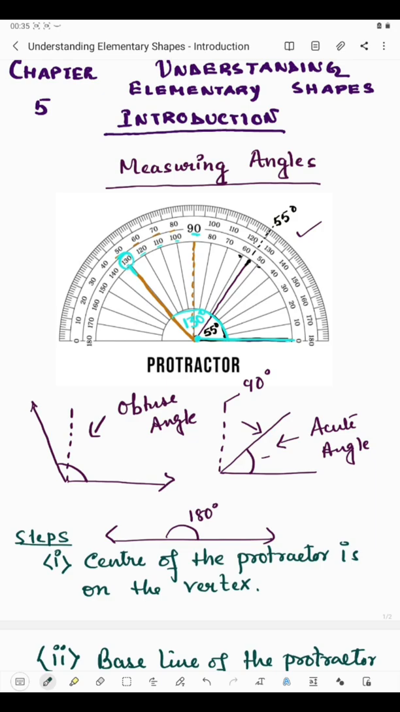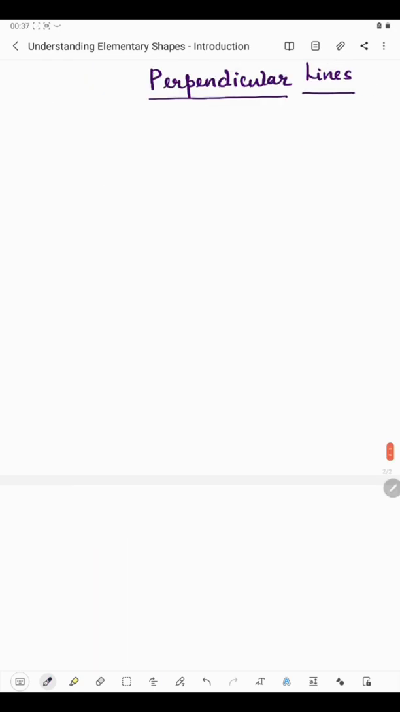Now coming to our next topic. Now see, what are perpendicular lines? If I draw a line like this, and on this line I draw a vertical line, it makes 90 degrees. So these lines are called perpendicular lines. Why? Because here it makes 90 degrees. Now if you check this side, here also it makes 90 degrees. Now if I draw like this, then this is also a perpendicular line, because this is the vertical line on the base line and it makes 90 degrees.